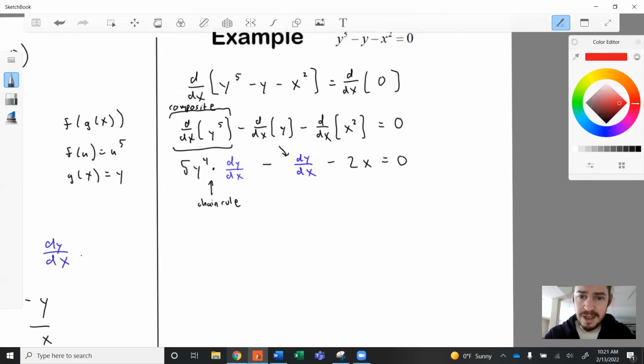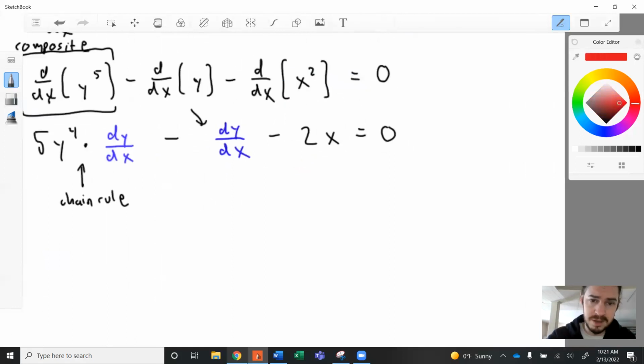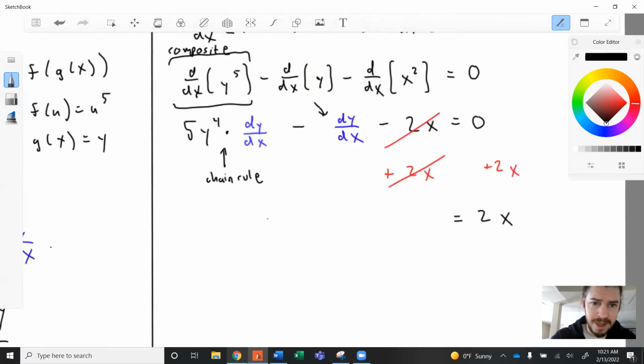The strategy for doing that is to gather all of the terms that involve dy over dx on one side of the equation. In this example, they're both already on the left side. Then take any term that doesn't have a dy over dx and gather those on the other side. I'm going to add 2x to both sides, so that I cancel out 2x from the left side and put it over to the right side. I've got 2x over here. And on the left, I have my 5y to the power 4 times dy over dx, and then minus another dy over dx.